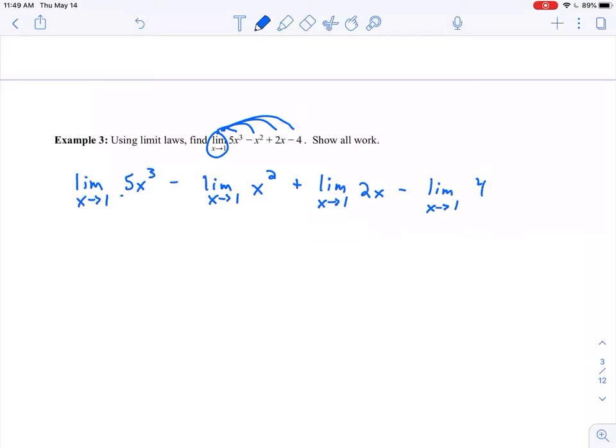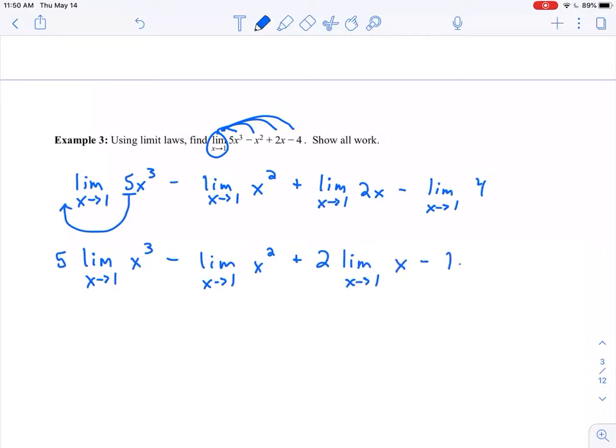I look at this one in particular, that 5, I worry about that constant multiple. But luckily one of our limit laws tells us you can take that constant multiple of 5 and factor that out to the front. So I can think about this as 5 times the limit as x approaches 1 of x cubed minus the limit as x approaches 1 of x squared. And since we're here, why don't we just go ahead and factor that 2 out. Limit as x approaches 1 of x minus the limit as x approaches 1 of 4.